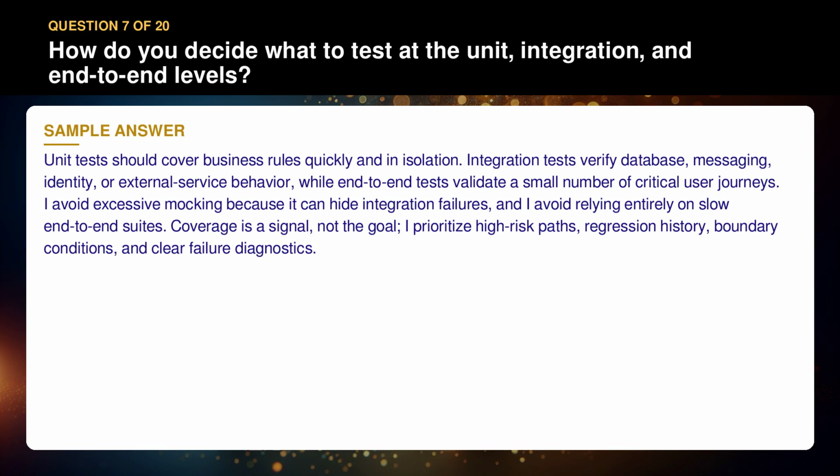Question 7. How do you decide what to test at the unit, integration, and end-to-end levels? Unit tests should cover business rules quickly and in isolation. Integration tests verify database, messaging, identity, or external service behavior, while end-to-end tests validate a small number of critical user journeys. I avoid excessive mocking because it can hide integration failures, and I avoid relying entirely on slow end-to-end suites.